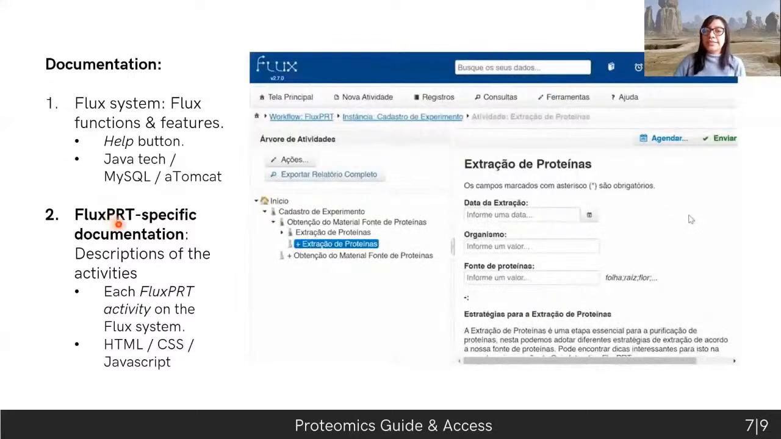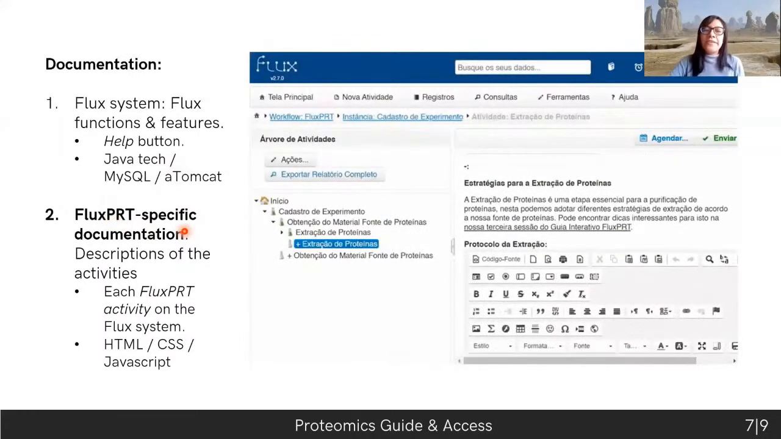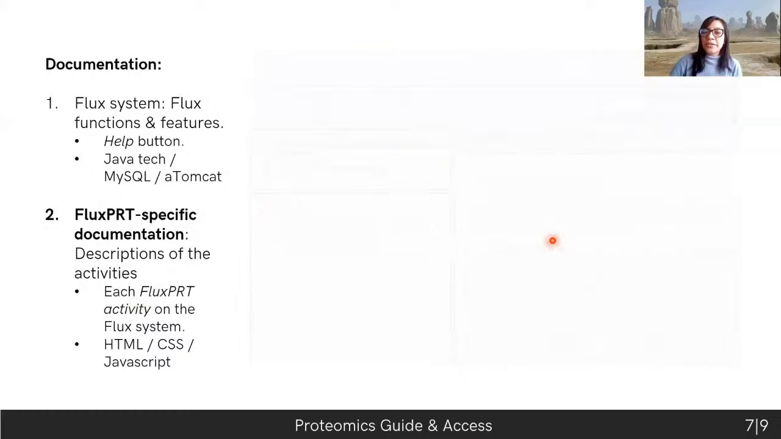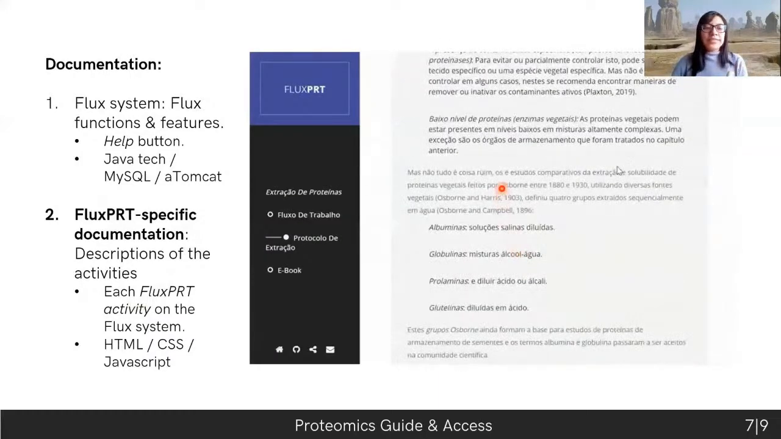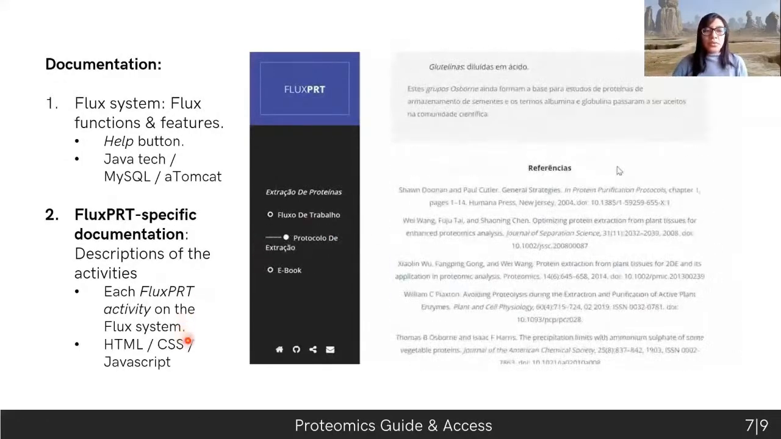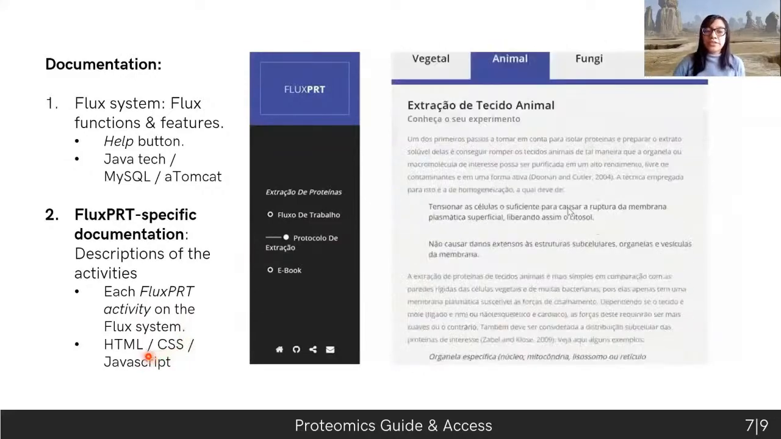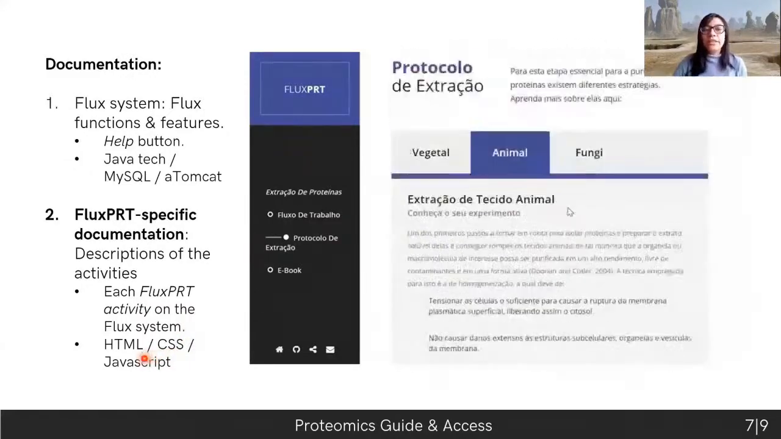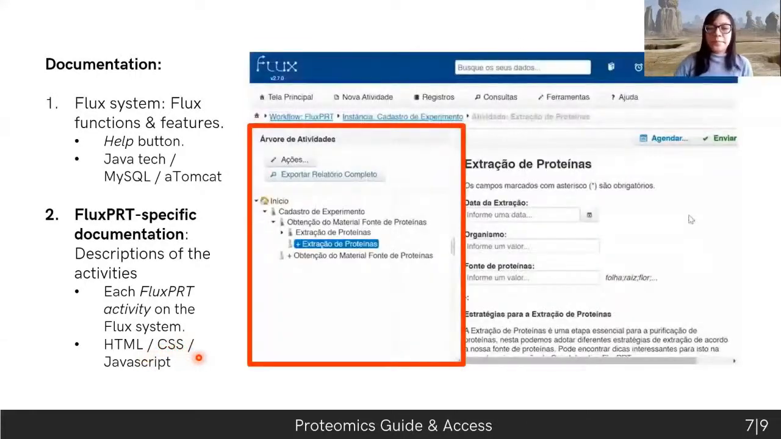Our documentation, which is FluxPRT-specific, has the descriptions of the activities, and you can access each activity of the FluxPRT. You click on this and you can access the interactive guide. This documentation is built using HTML, CSS, and JavaScript.